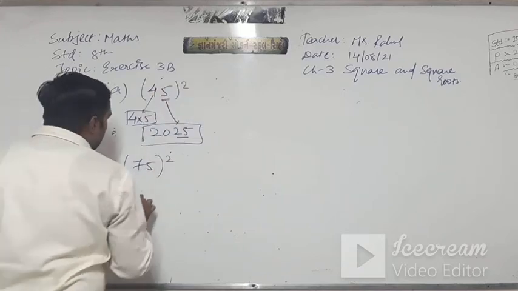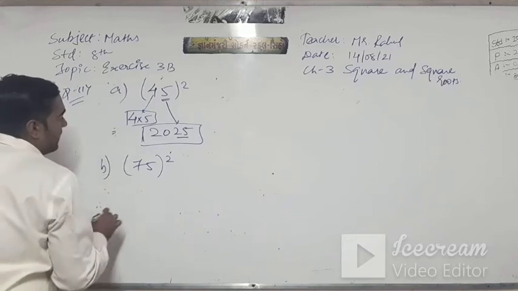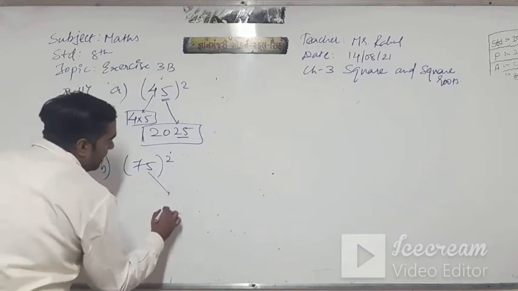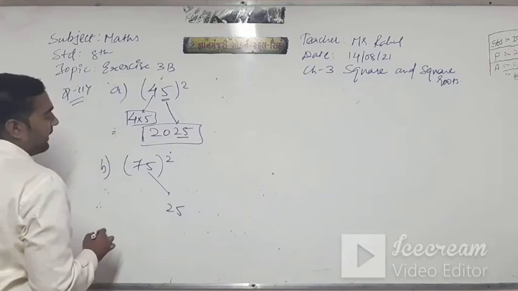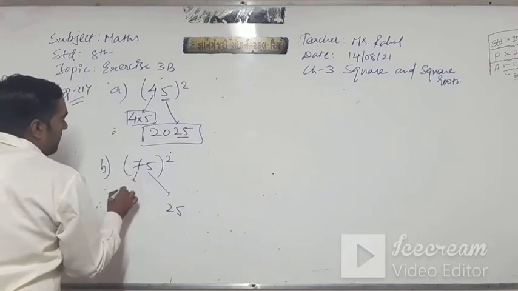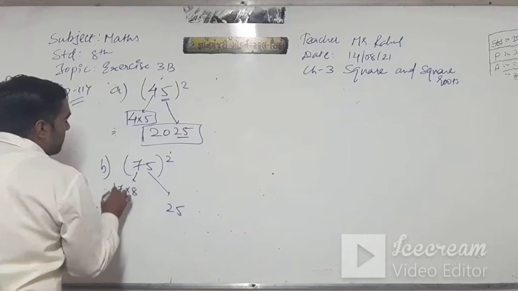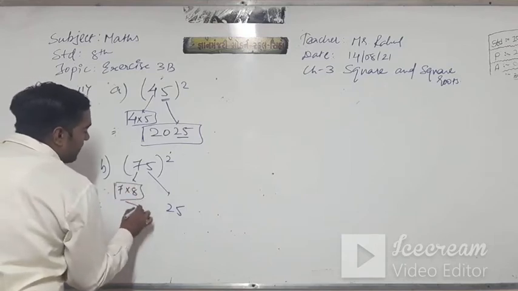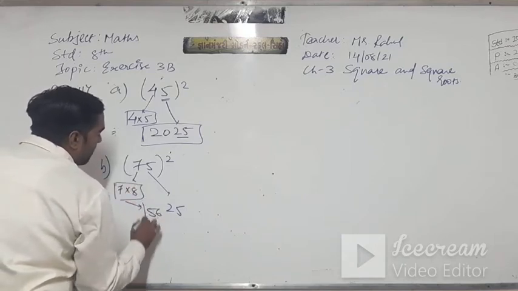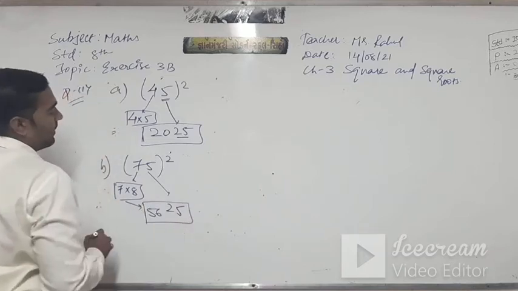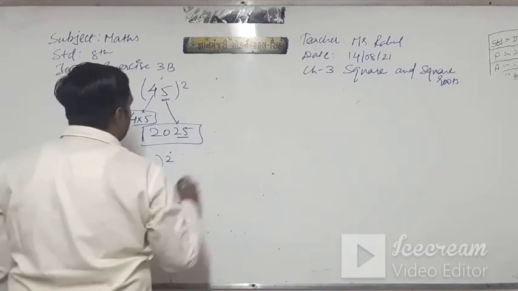75 square. Again we are taking the same method. We take 5 square and put 25 at the last. Now we take 7, and the consecutive number after 7 is 8. So 7 eights are 56. So my answer is 5625. Clear?